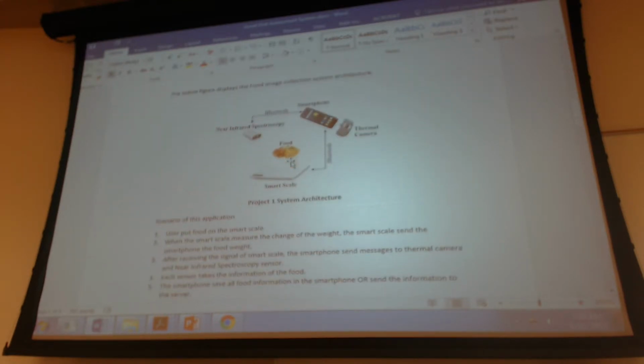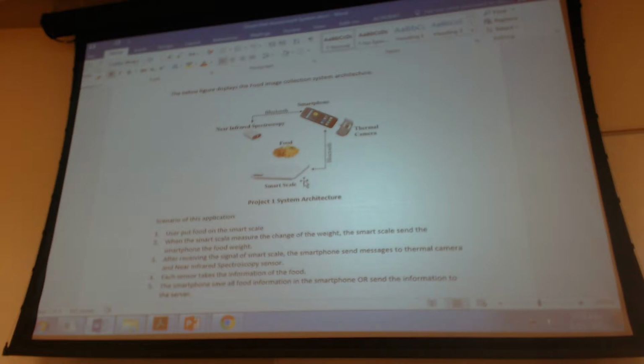That is the first part. So the system model that you have to build is this one. So there is a smart scale. Smart scale means this scale just takes the weight and sends it to a smartphone. That smart scale connects through Bluetooth to the smartphone. There is a thermal camera that can be interfaced with the smartphone. There is a near infrared spectroscopy which is connected through Bluetooth to the smartphone.